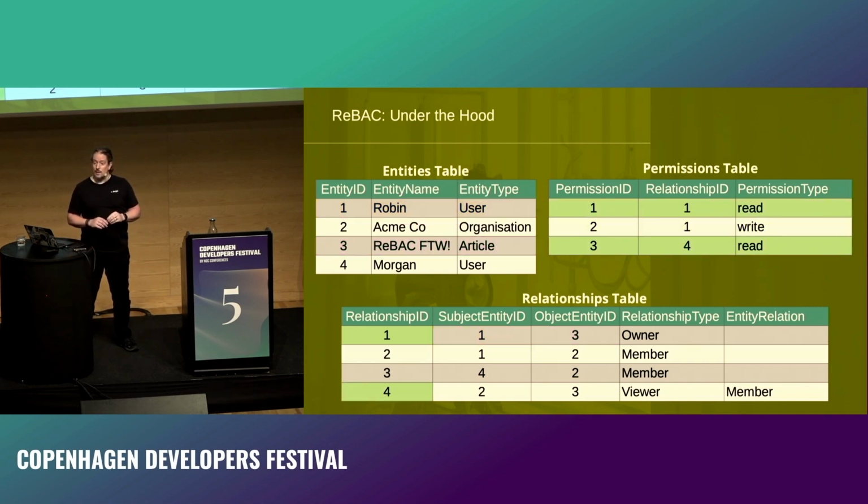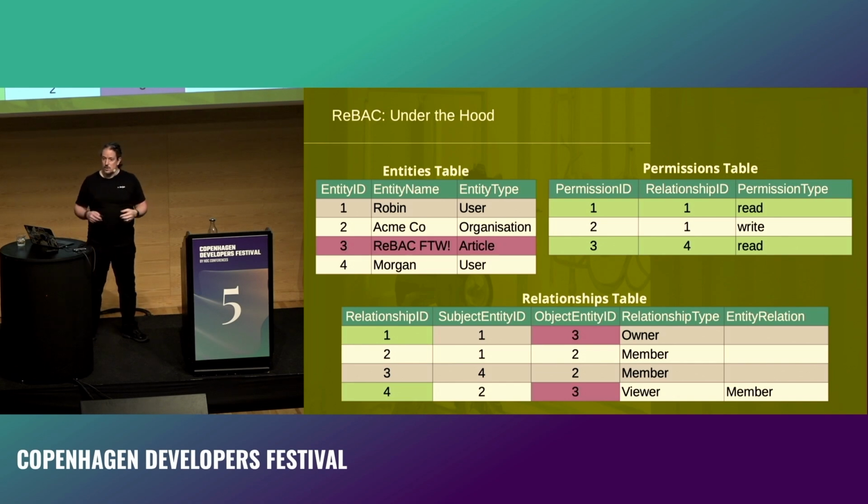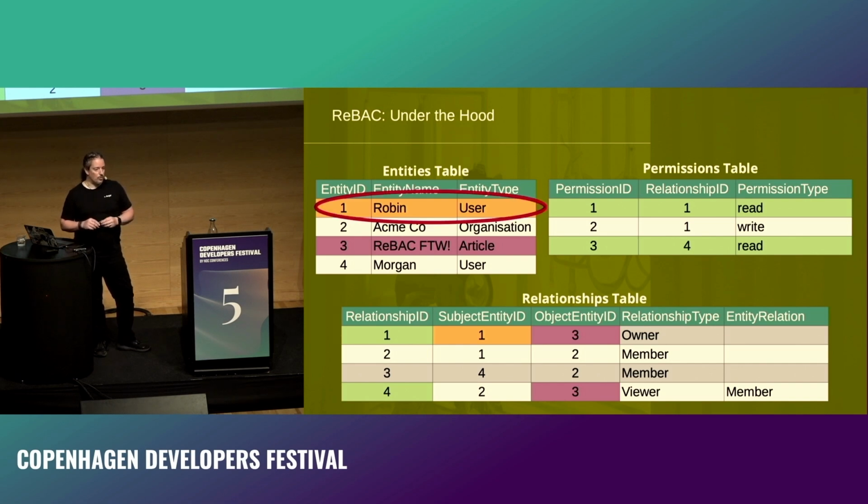And conversely, we can do the same for read. So for read access, we've got 2 permissions there, which means that relationship 1 and 4 both have read access. In this case, we're going to, again, filter by the article, and both of them are valid. So both of these relationships have read access. We've already seen that we can just pull a subject entity ID out, and that links to Robin. So we know that Robin has read access. And now we know that entity ID 2 has read access as well.